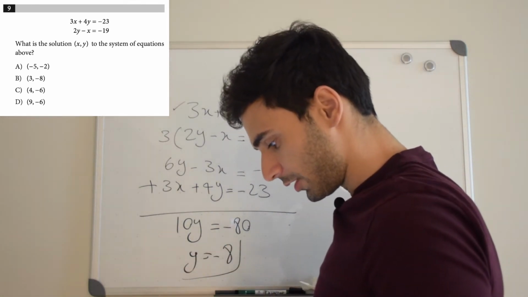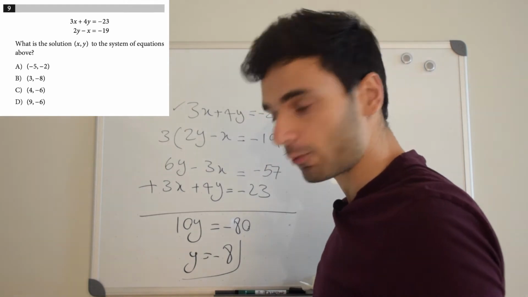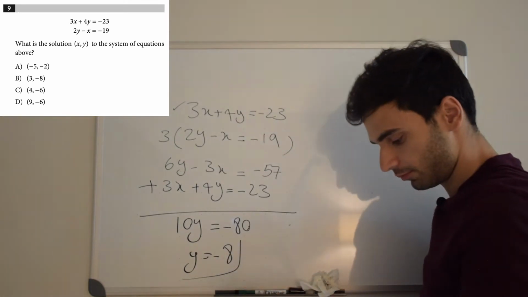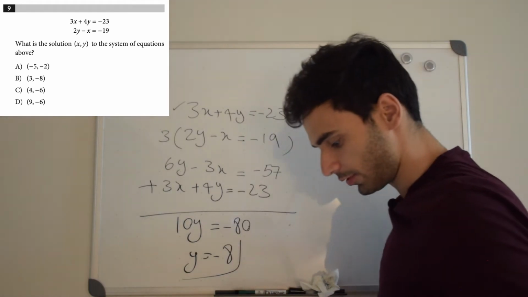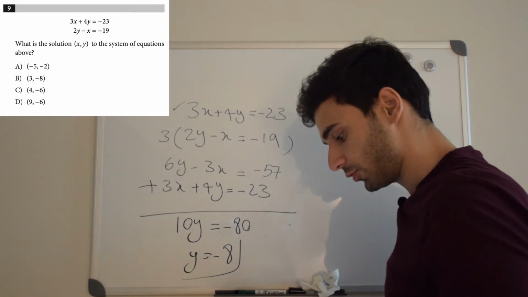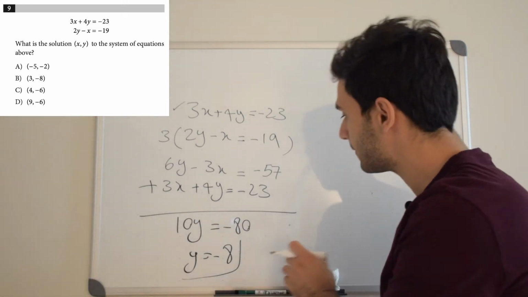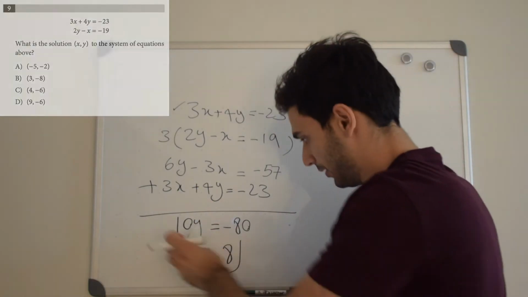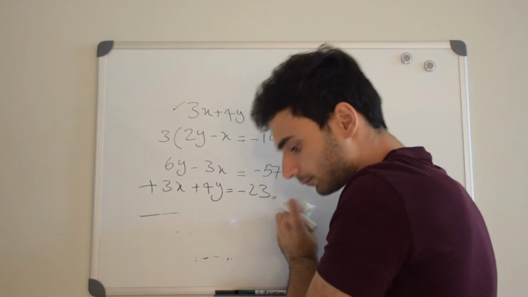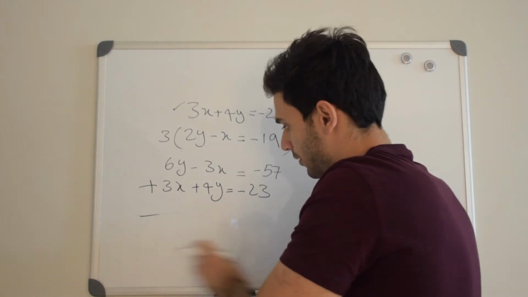Which one has y as minus 8? B. Only B has y of minus 8. But then we can find x. X is going to be 3, but you don't need to, because only one of these answers has y as minus 8. Answer is B. Okay, next question.